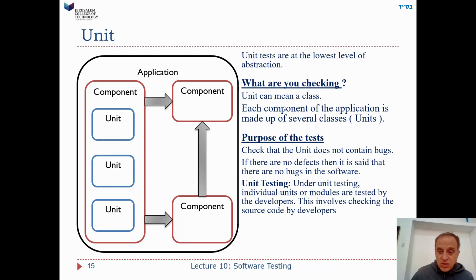Under unit testing, individual units or modules are tested. The components themselves can be tested by the developers. In general, the people who do unit testing are the developers. It doesn't have to be, but they are usually responsible for testing that the unit they wrote works. This involves checking the source code by developers. In other words, another developer may check my source code, and this is called code review. Code review is when another programmer looks at my code and makes sure that it does what it's supposed to do. This doesn't necessarily involve the testing team.